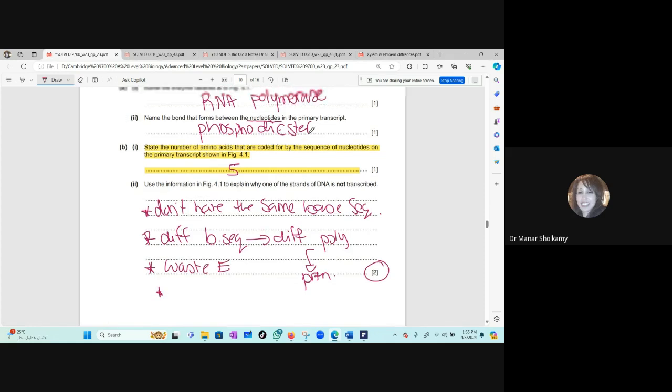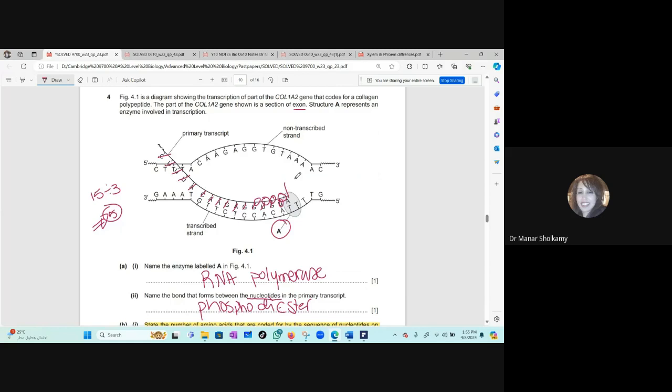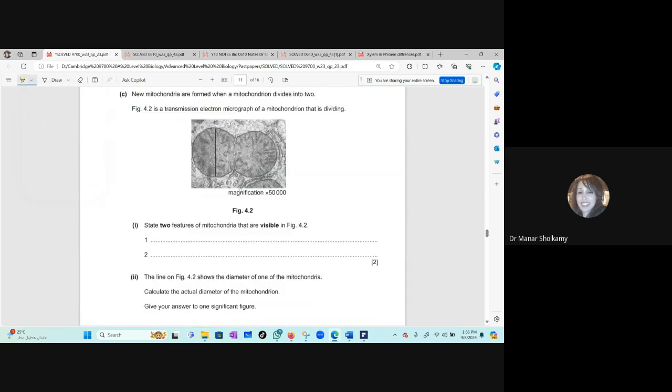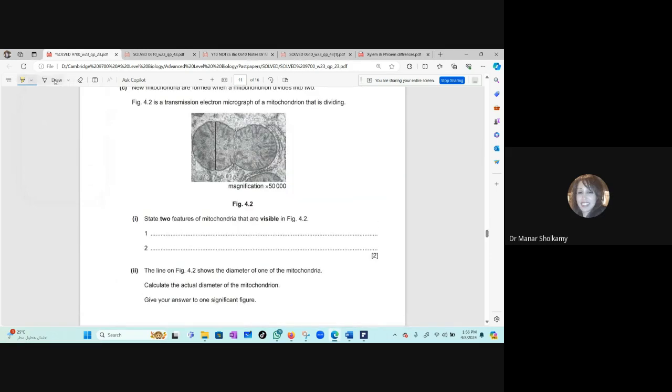Also, the RNA polymerase must bind to the 3' end to build the new strand in the 5' to 3' direction. So it must bind also to one of the ends, not both ends. Must bind to the 3' end. This is a nice question. I'll also highlight that, because questions can be repetitive, by the way.